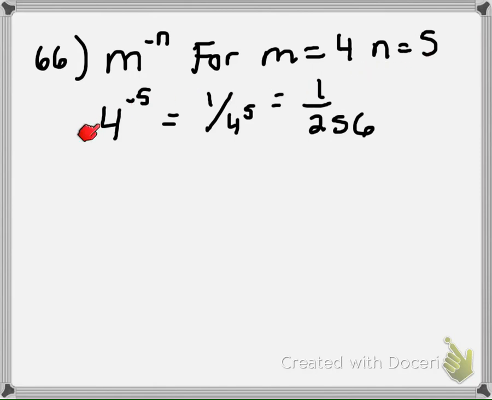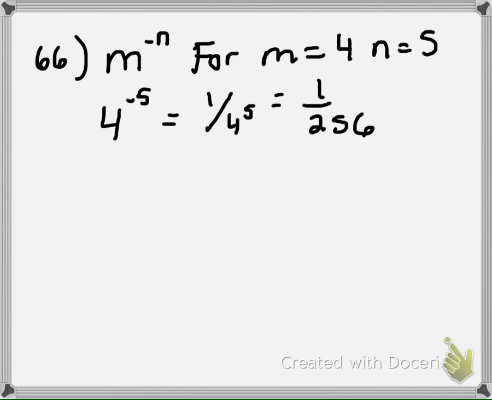So m was 4, and this says to the negative n, so instead of writing that n is 5, I'm writing that it's -5. Now this can be simplified by putting a 1 over it, 1 over 4 to the 5th, and 1 over 4 to the 5th is 1 over 256.